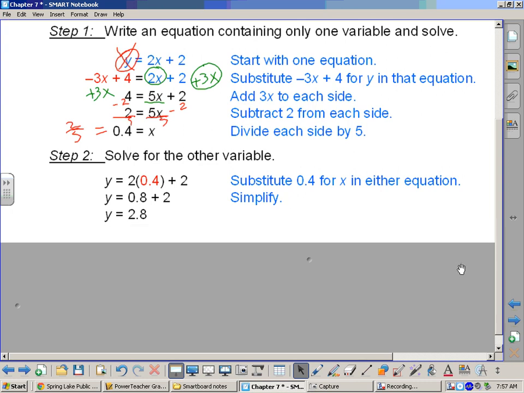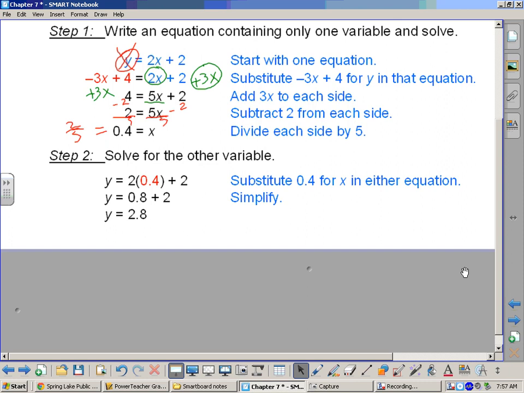So that means that the solution to this system is the ordered pair 0.4, 2.8. That is the solution to this system. So we're going to do a couple more examples here so that you can get a good understanding of this, and then we'll do some practicing in class.